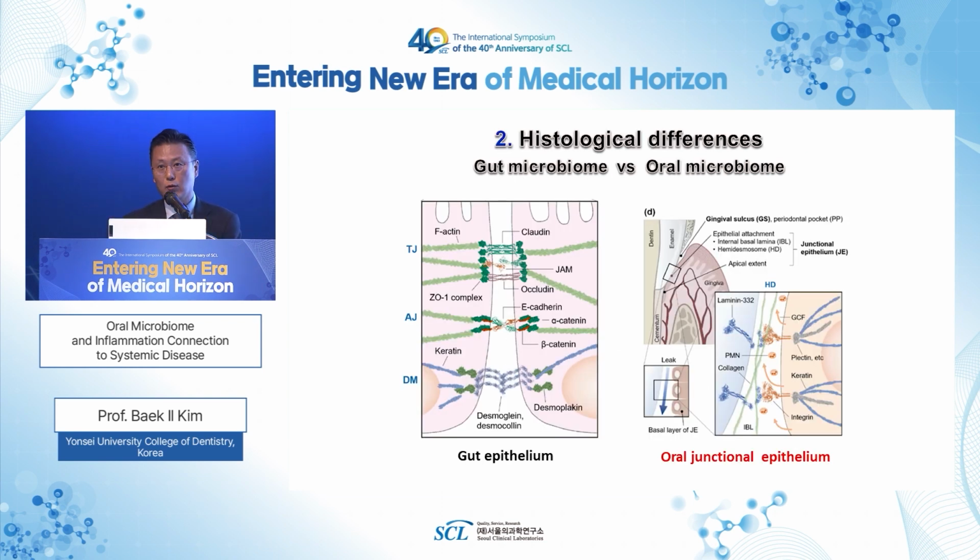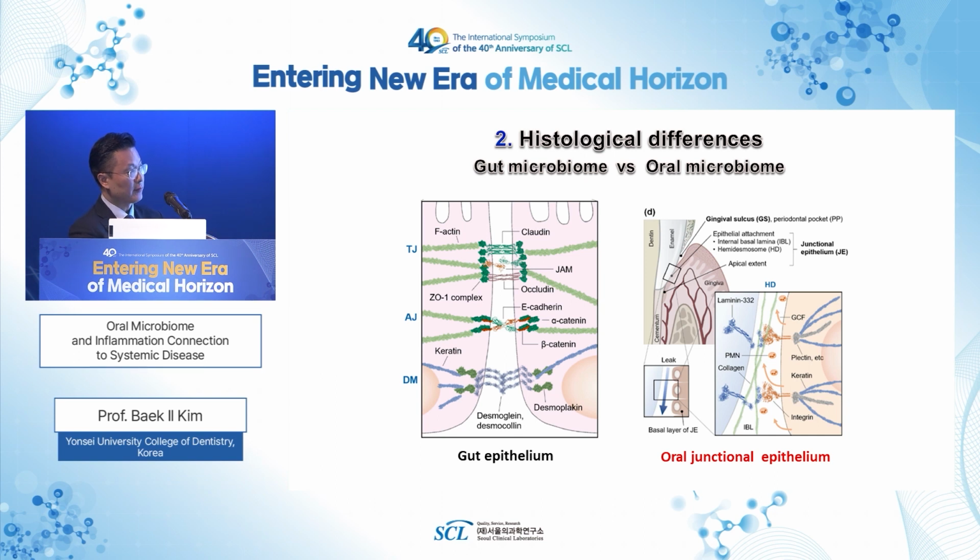Secondly, I want to introduce the histological difference between gut microbiome research and oral microbiome research. The left figure shows the intestinal epithelium. You can see the intestinal epithelial cells are closely connected to each other using tight junctions, adherens junctions, and desmosomes. These junctions strongly prevent the penetration of bacteria from outside the intestine.